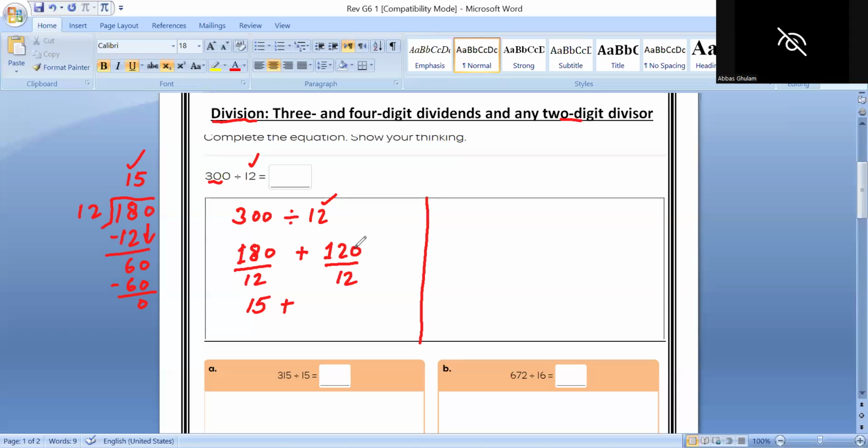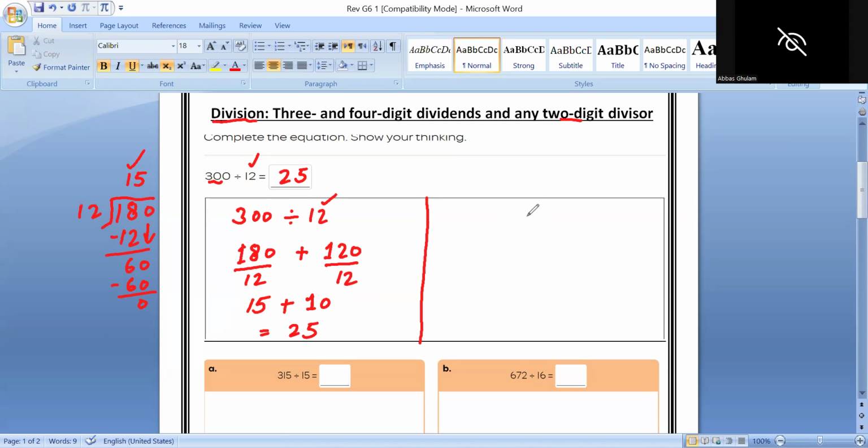Then I can also divide 120 with the help of 12. It will give me 10. If I add both of them, they will be equal to 25. So I can write here 25. This is the first way, by making the parts.